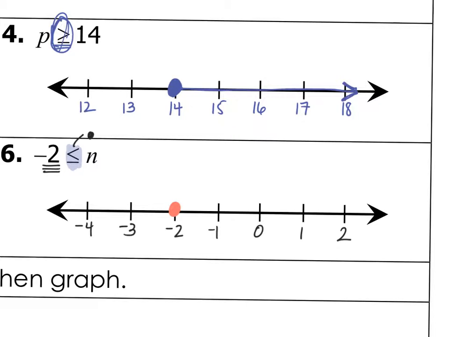But now read it carefully. It says -2 is smaller than n. -2 is smaller than this number and this number and this number and this number. So n could be any of these values because -2 is smaller than all of these numbers. -2 is smaller than -1, then 0, then 1, then 2, then 50, and so on and so forth. So my graph for -2 is smaller than or equal to n will be looking like that.